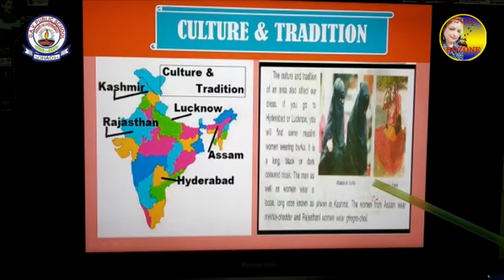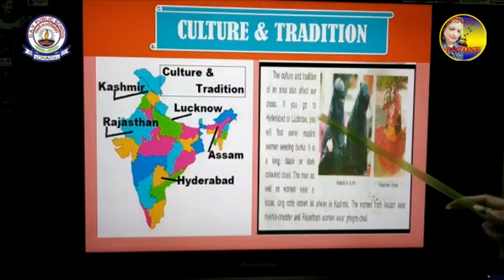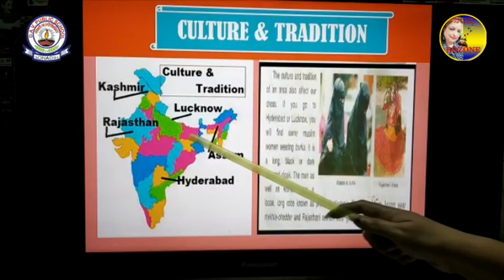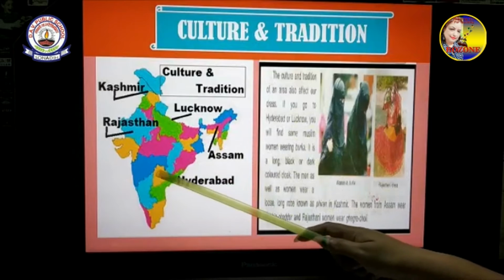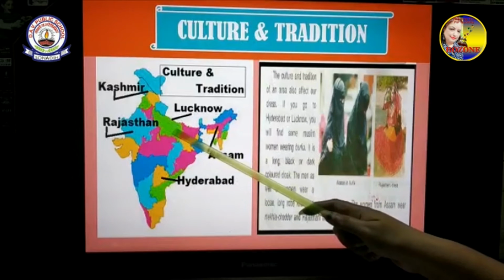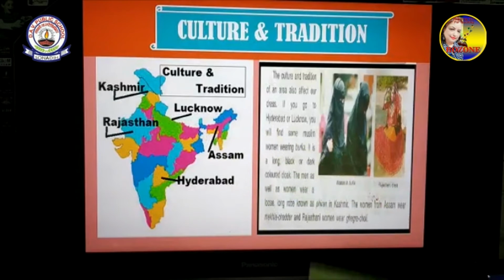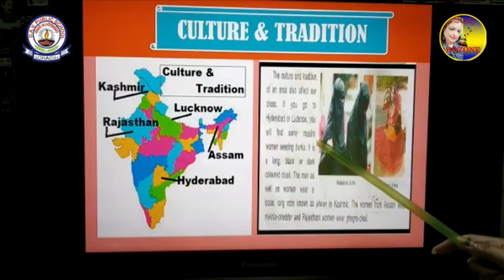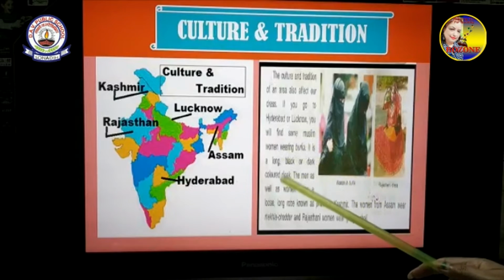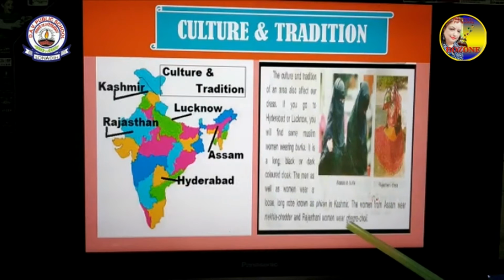So you see, in this part, we are going to see that if you go to Hyderabad or Lucknow, this is Hyderabad, it is in Telangana state, and Lucknow in Uttar Pradesh state. When you go here, you will find that the Muslim ladies over there wear a particular type of dress, a black, dark colored gown sort of thing, a cloak, and that is known as burqa. Followed? So they wear a long cloak which is known as burqa. And we are going to see many things about it and about other dresses also in this part.